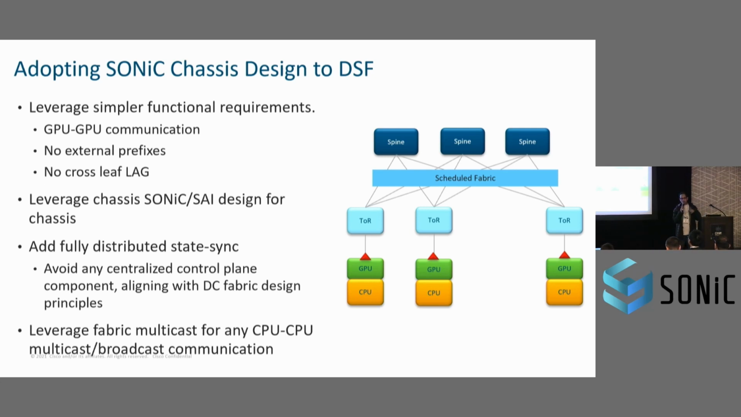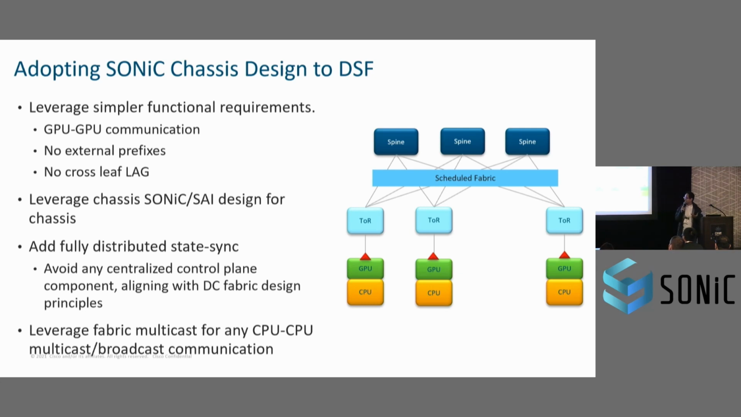Because the workloads are running on the CPUs or the GPUs and they're exchanging the intermediate data, all of the communication is essentially GPU to GPU communication. It's host IP routing at the end of the day. There are no external prefixes that are induced into this network. There's no EBGPs here.